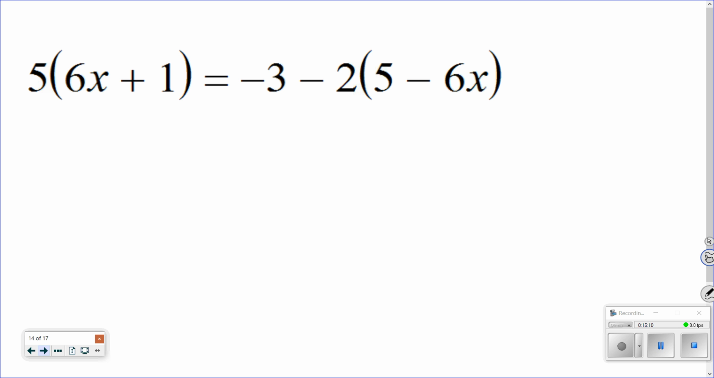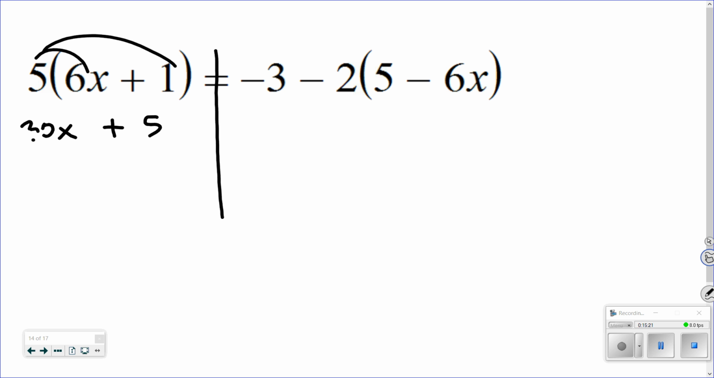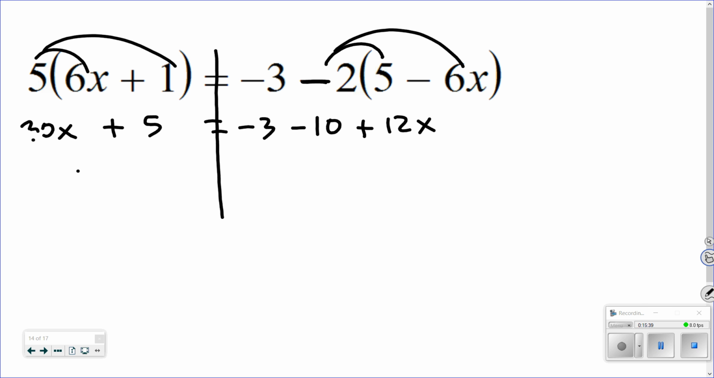Okay, so remember our first step is to simplify both sides. We've got a lot of simplifying to do. Over here, I can distribute my 5 through. So I get 30x plus 5 equals. Over here, I need to distribute 2. Be really careful. When I times through by the negative 2, it's got to be a negative 2. It goes with it. So negative 2 times 5, negative 2 times a negative 6 would be a positive 12x. So I just distributed that negative 2 through. Nothing else to do over here. I'm just going to leave it alone.